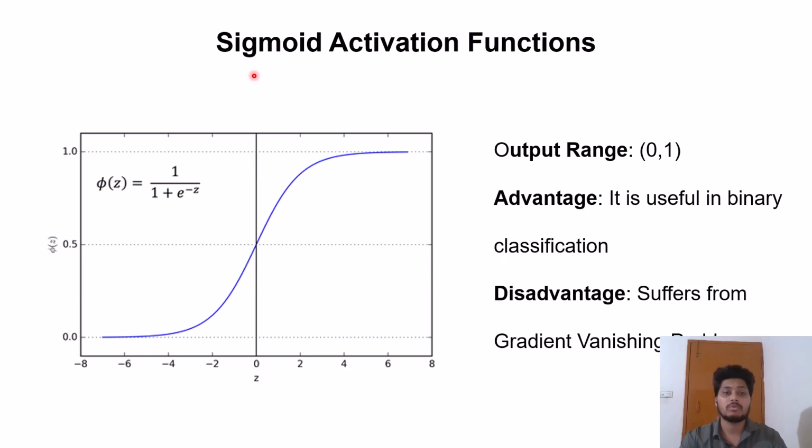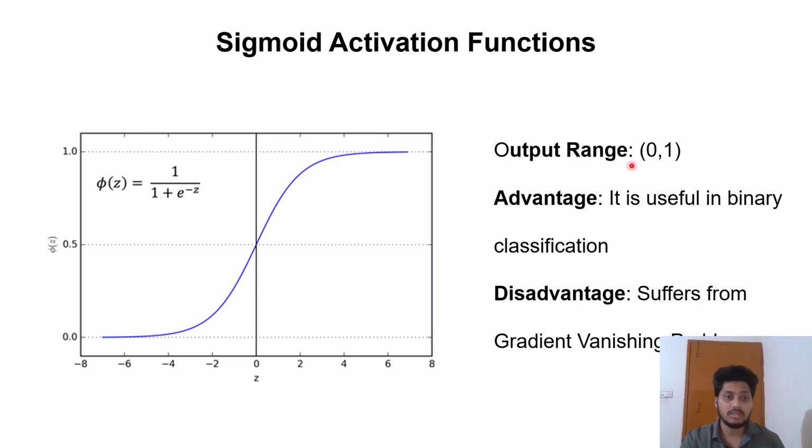So now let's talk about the sigmoid activation function. The sigmoid function is one of the earliest and most basic activation functions used in neural networks. It takes any input value, whether it is a large positive or a large negative number or anything in between, and it compresses the values into the range 0 to 1. The mathematical formula of the sigmoid function is f of z equals 1 divided by 1 plus e to the power minus z. When we plot it, it looks like a smooth S curve.